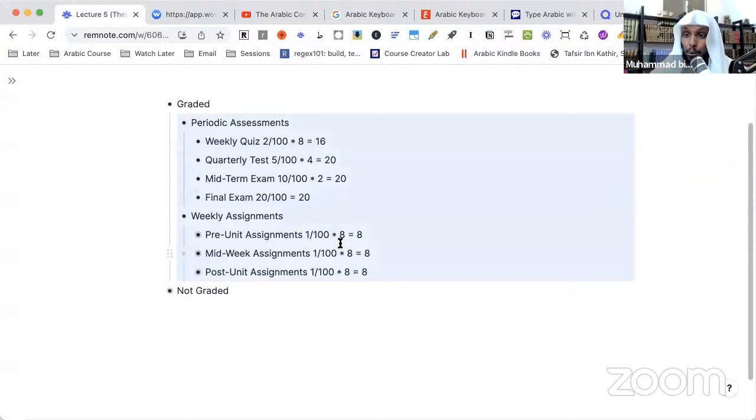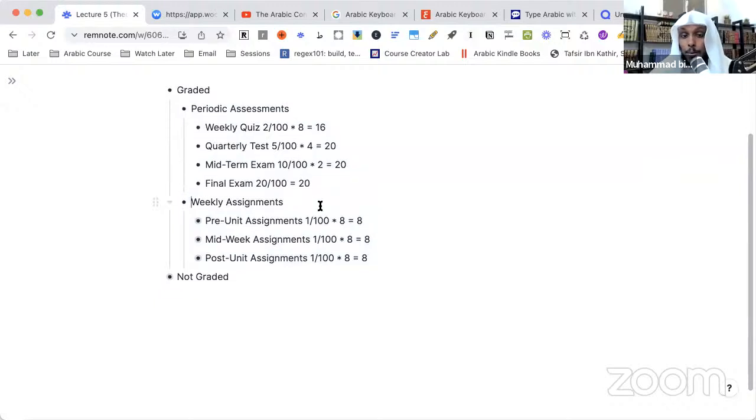So when you get the report, these are the categories in the report, okay, so that you know what you need to work on, what you're good at, and what have you.